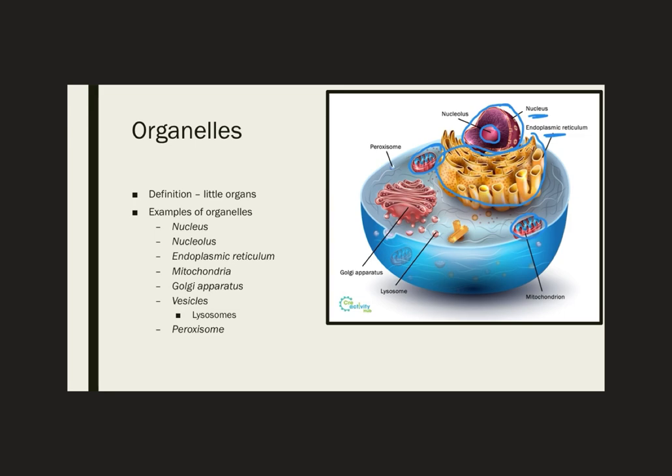Then we have the Golgi apparatus, which will give rise to vesicles, represented here by these small lysosomes. And lastly, we find a peroxisome, which are organelles that are even smaller than lysosomes. Let's see in a little more detail the functions of each of these organelles.